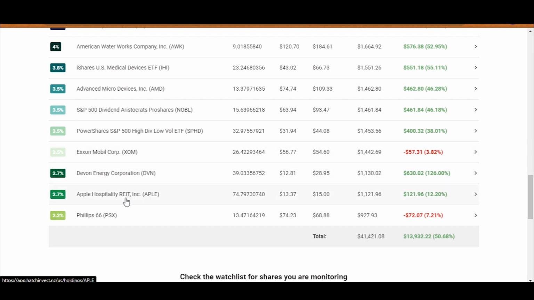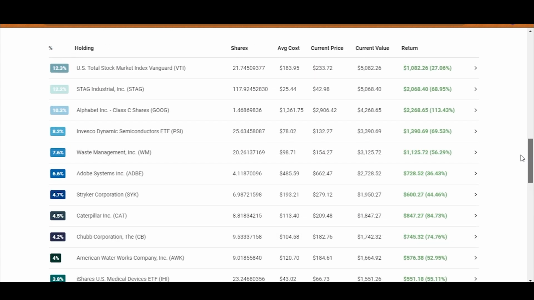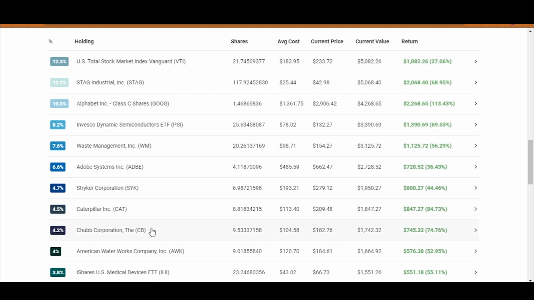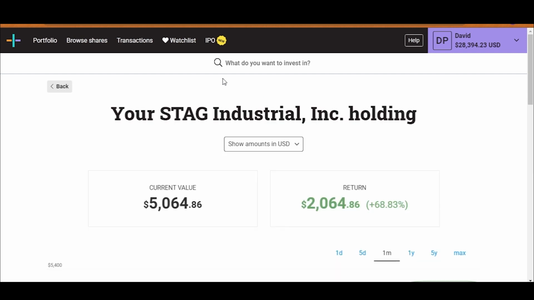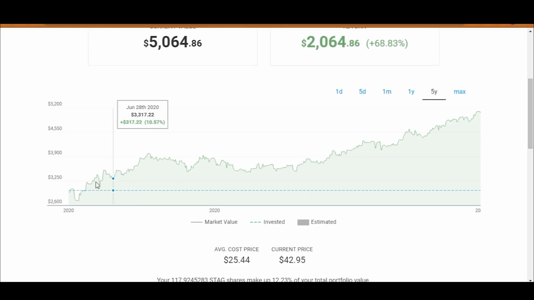Apple Hospitality REIT, it has gone up 12%, very slow because of the pandemic, and then we have another one in the loss. Now, what I'm going to do is add into some of these companies because they're doing really well, and then at the end, I'm going to buy one new company that's not in my portfolio. So the first one that I'm going to add money into is Sage Industrial. It has given me more than 50% return. It went down at one point to $200, but now it's up to $2,000.